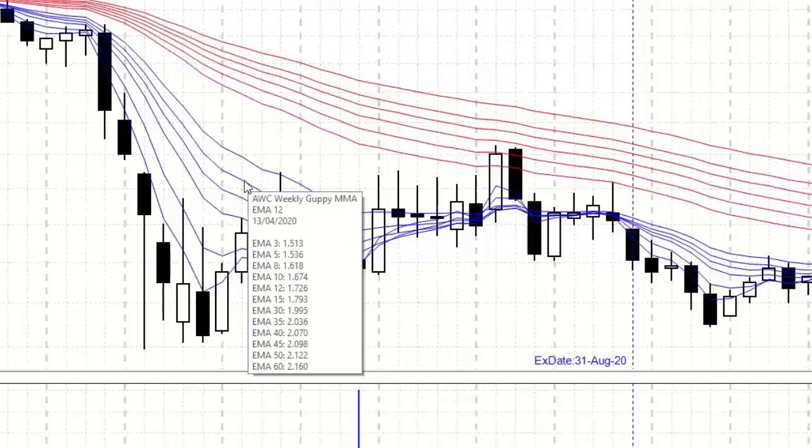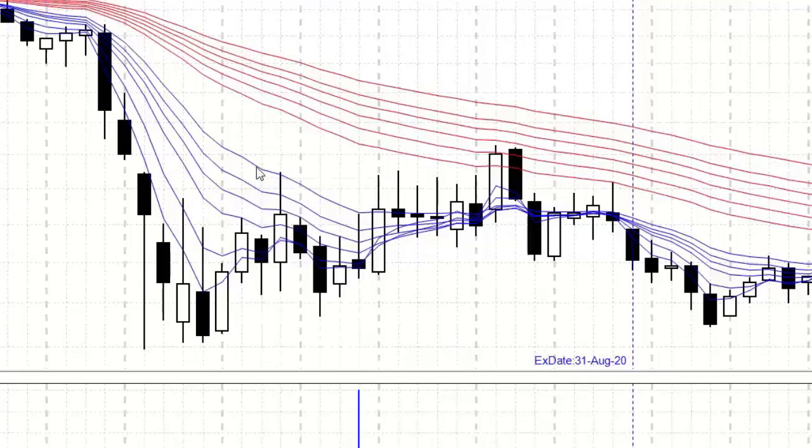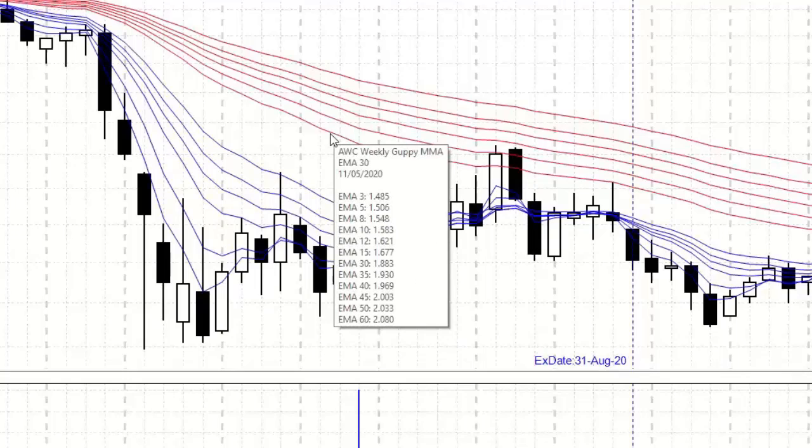And you can see from the drop down there that the 6 blue ones are EMA 3, 5, 8, 10, 12 and 15. The inside one is 15. And then the 6 red ones are 30, 35, 40, 45, 50 and 60.